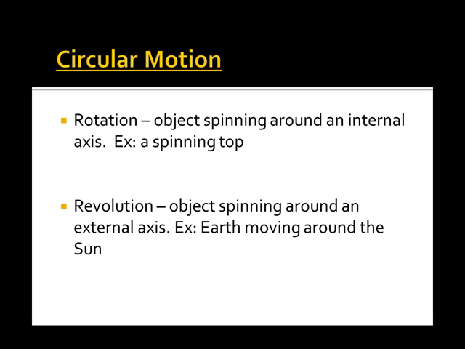If you go to revolution, that's an object that's spinning around an external axis, so it's moving around it. The example here is the Earth moving around the Sun. It's moving around a point that is not at its center. The center of its circular motion is actually at the Sun. So that's really the only difference between rotation and revolution, is whether the axis is inside or outside of the object. The axis is just the point that it spins along.